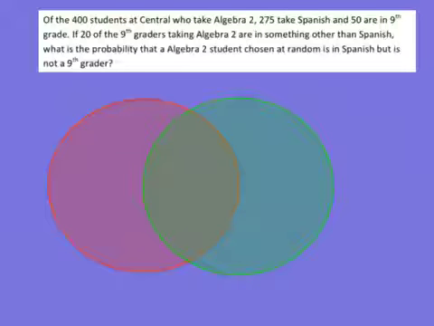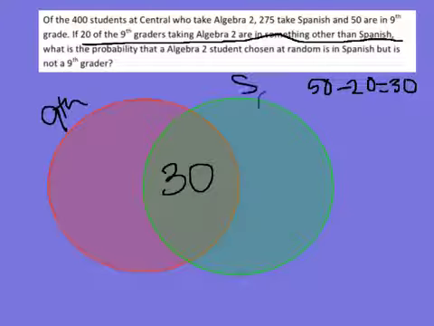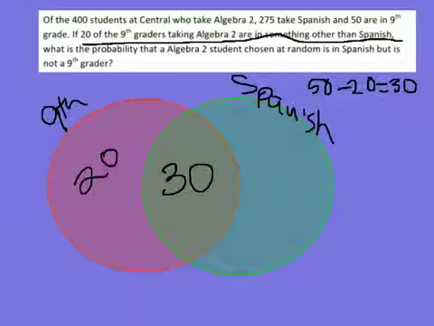It says, if 20 of the ninth graders taking Algebra 2 are in something other than Spanish, which means how many of the ninth graders are taking Spanish? There's 50 ninth graders, so 50 minus 20 is 30. So there's 30 people who are both ninth graders and taking Spanish. Now we can also say that there are 20 ninth graders who are not taking Spanish, so 20 goes there. We could have actually put that 20 right there from the beginning.